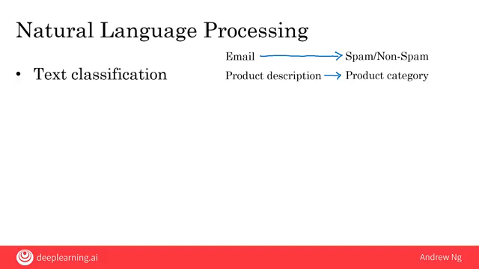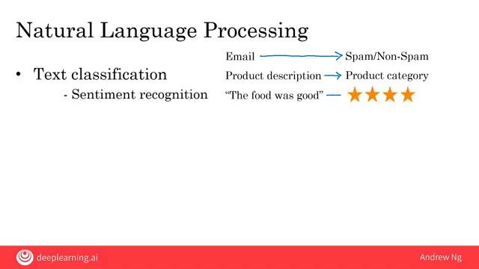One type of text classification that has had a lot of attention is sentiment recognition. For example, a sentiment recognition algorithm can take as input a review like this of a restaurant, the food was good, and automatically try to tell us how many stars this review might get.